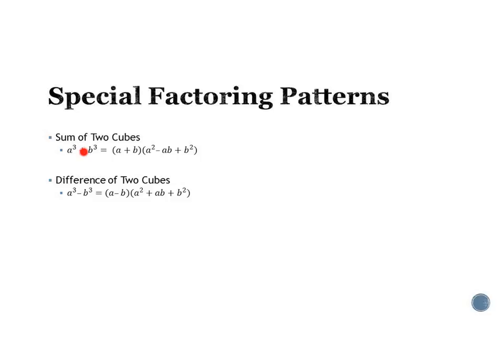If I'm adding two perfect cubes together, it's going to factor into (a plus b) times (a squared minus ab plus b squared). And you just need to write that down. It's one of those patterns that we're just going to use. Similarly for the difference, if we have the difference of two cubes, it's going to factor into (a minus b) times (a squared plus ab plus b squared). And definitely have those written in your notes.